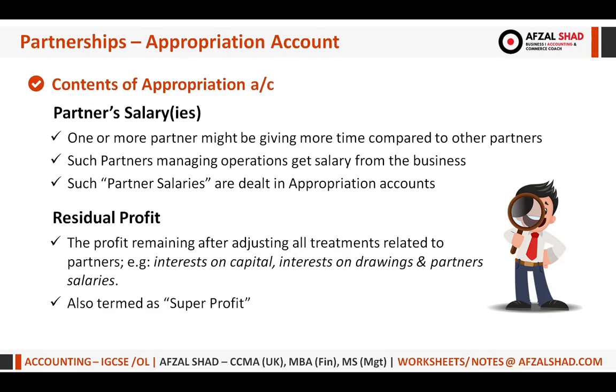Then the residual profit. So you have discussed 3 things now. One was interest on capital, second was interest on drawings, third is partner salaries. Now when you have dealt with all of these 3 things, whatever remaining amount is left in the business after charging or after getting, that's called the residual profit or super profit. This residual profit is now distributed amongst the partners according to their sharing ratios, right? So what is residual profit or super profit? The profit left after treating interest on capital, interest on drawings and partners' salaries.